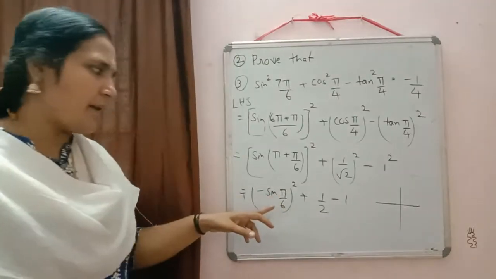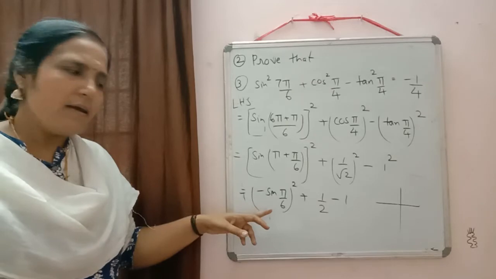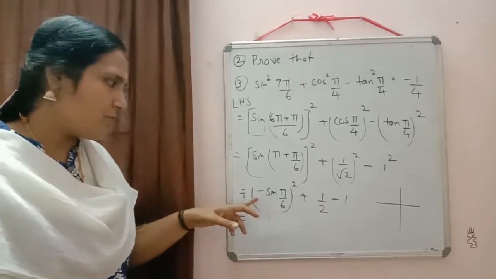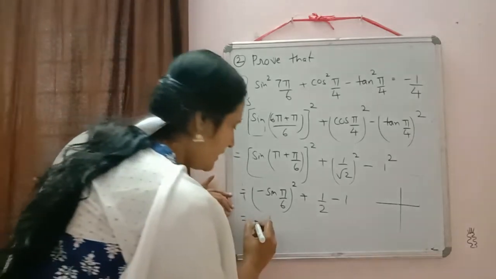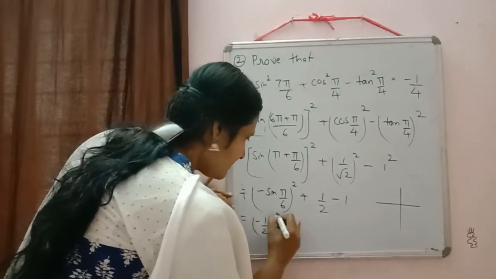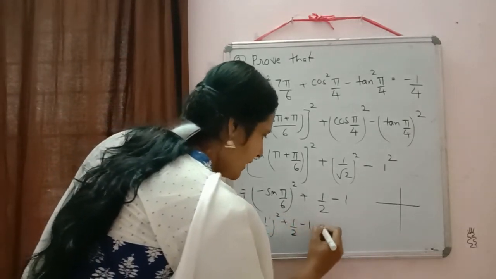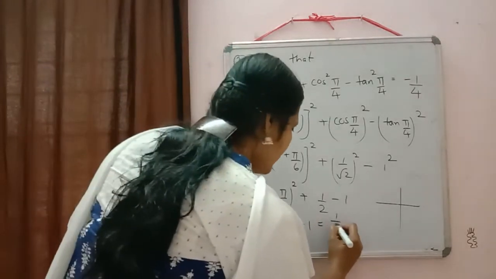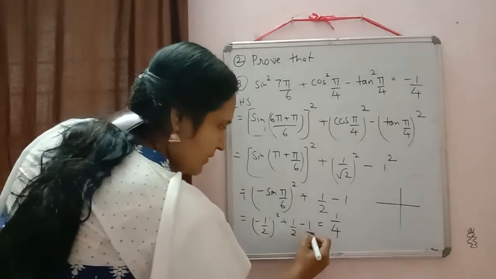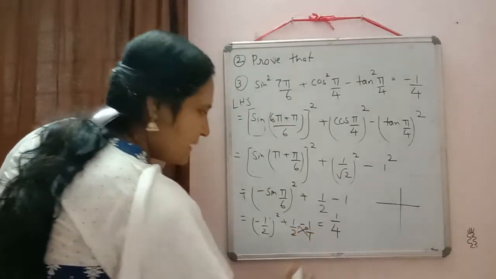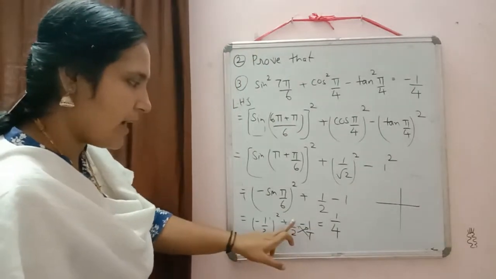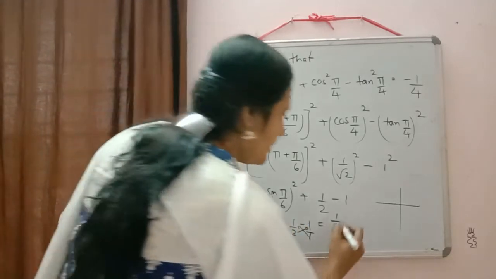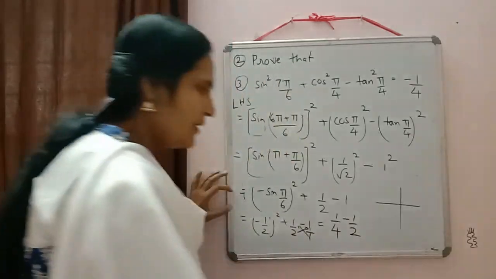Sine pi by 6. Pi by 6 means it is 30 degree. And what is the value of sine 30 degree? 1 by 2. So we are getting minus 1 by 2 the whole square plus 1 by 2 minus 1. So minus 1 by 2 the whole square will be equal to 1 by 4. 1 by 2 minus 1, here you can do the cross multiplication, then it will be equal to 1 minus 2 by 2. 1 minus 2 will be equal to minus 1 by 2.